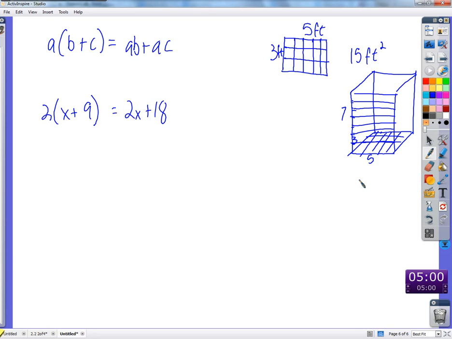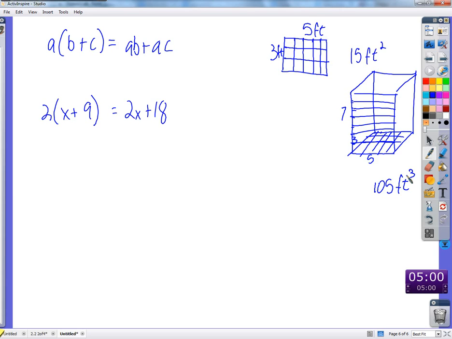So we get 3 times 5 times 7. 105? John's telling me yes. Feet cubed. I was double checking that. I got it right. Did that in my head. Okay. So 105 feet cubed.